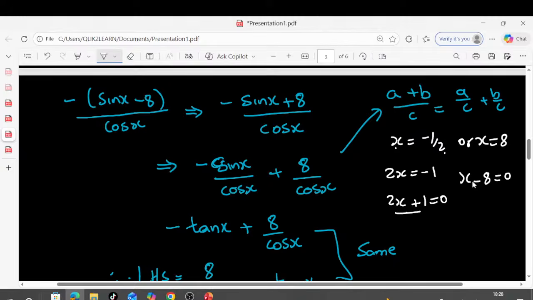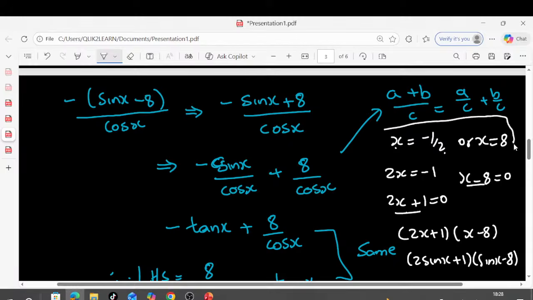So these are my factors. I open the bracket, I put 2x plus 1, I open the bracket, I put x minus 8. Then I know that where there's x, I put sine x. So this will be 2 sine x plus 1, and this will be sine x minus 8. That's how we factorize. If you don't understand the method that we did, it's best that you use the quadratic formula. Punch the quadratic formula, you'll get these numbers, then find your factors.